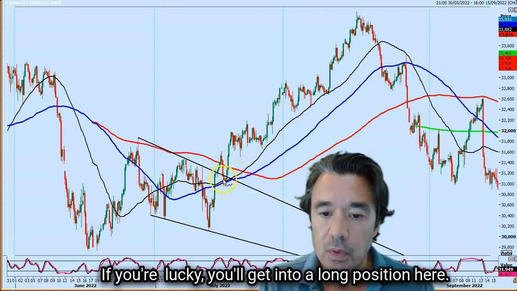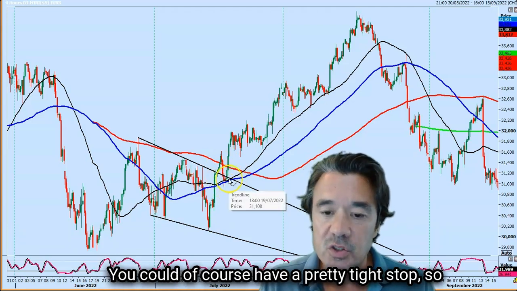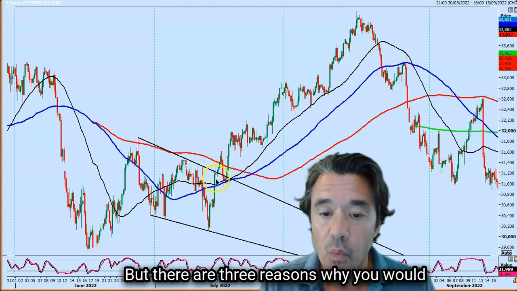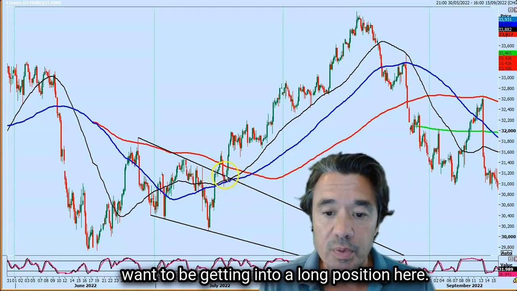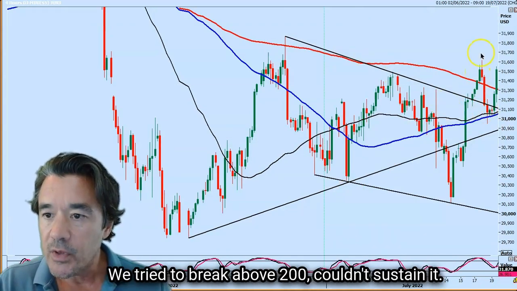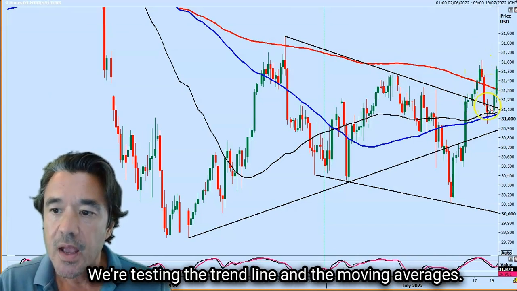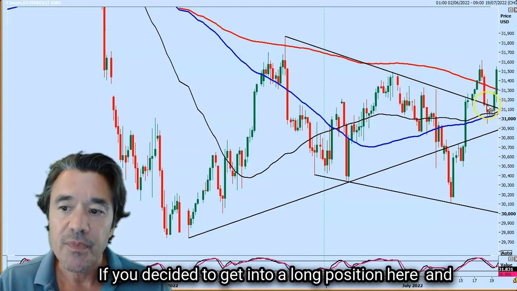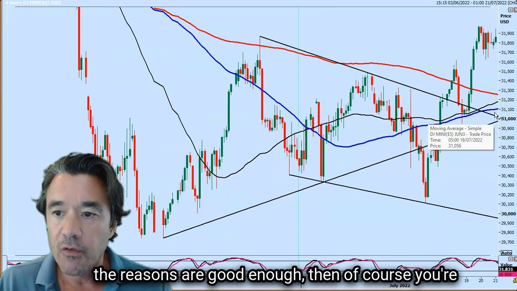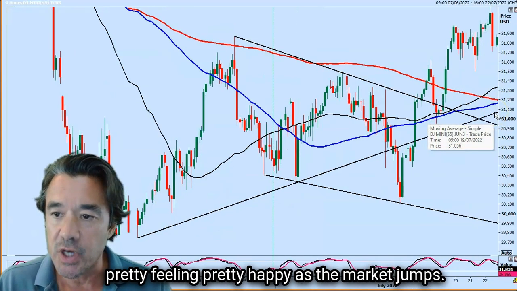If you're lucky, you'll get into a long position. You could, of course, have a pretty tight stop, so it would be worth the risk versus the reward. But there are 3 reasons why you would want to be getting into a long position here. I'm just going to put a trend line on here as well. The market's broken above the trend line. We tried to break above the 200, couldn't sustain it. We're testing the trend line and the moving averages. If you decided to get into a long position here, and their reasons are good enough, then, of course, you're feeling pretty happy as the market jumps.